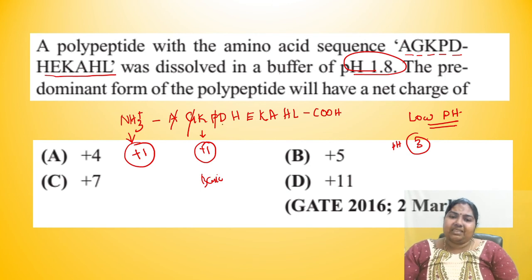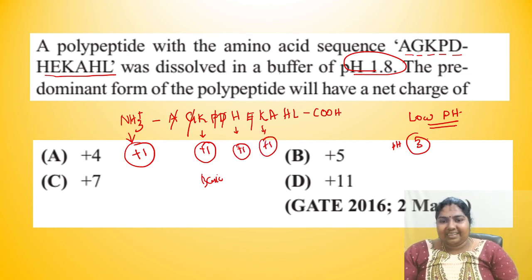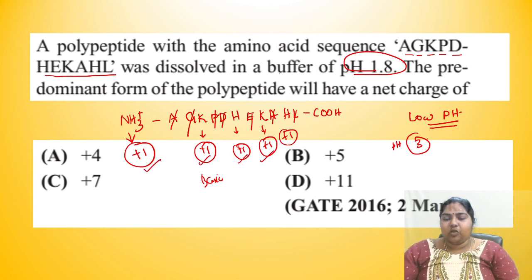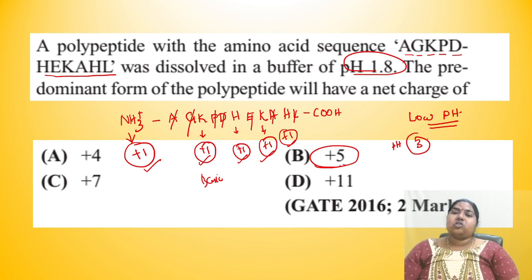Proline, no charge. What about this D? Will it have any charge at this low pH? No. Eliminate. Histidine, it is going to have a +1 charge. No charge. This is +1 charge. No charge. Again +1 charge. Then no charge. So this also has no charge. So totally count 1, 2, 3, 4, 5. Yes, this is how you have to calculate the net charge of any given peptide.